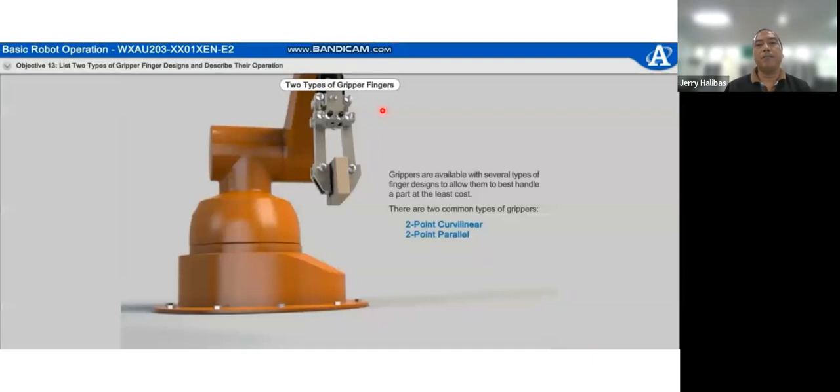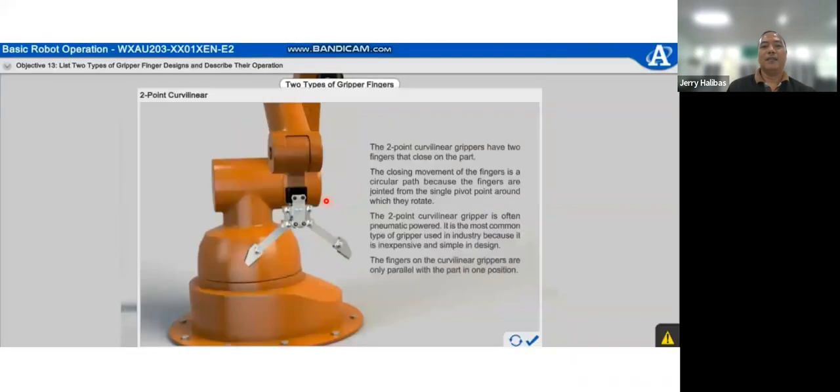So in terms of gripper, we have two types of gripper. Tawag na 2-point curvilinear or 2-point parallel. So kani guys, what is this? Is this a 2-point curvilinear or 2-point parallel? So kani unsay makatag-anan ni? Is this a 2-point curvilinear or 2-point parallel?